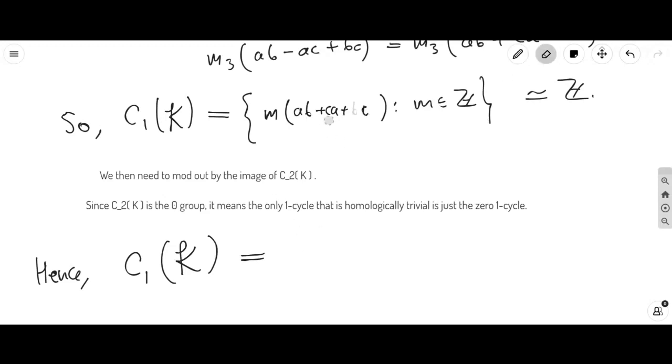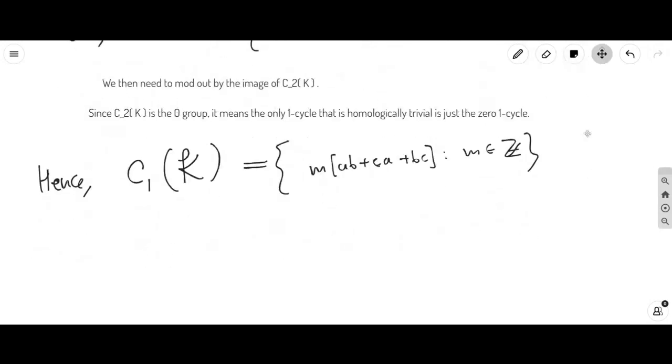So this is the generator for the homology class. Well, I meant to say this is the homology class of this cycle, which is just itself, because it's only equivalent to itself, as we've said. So this is what we have.